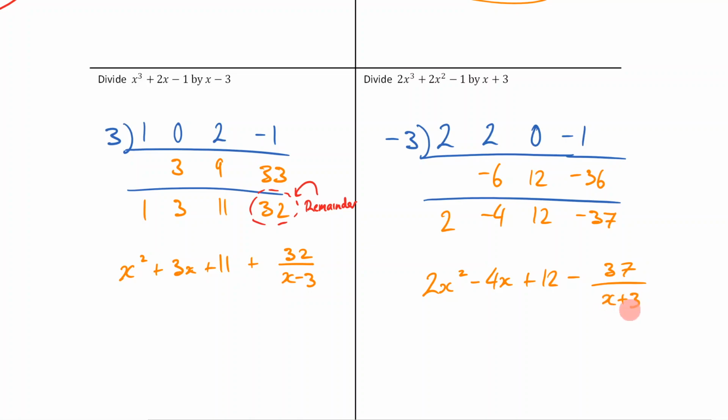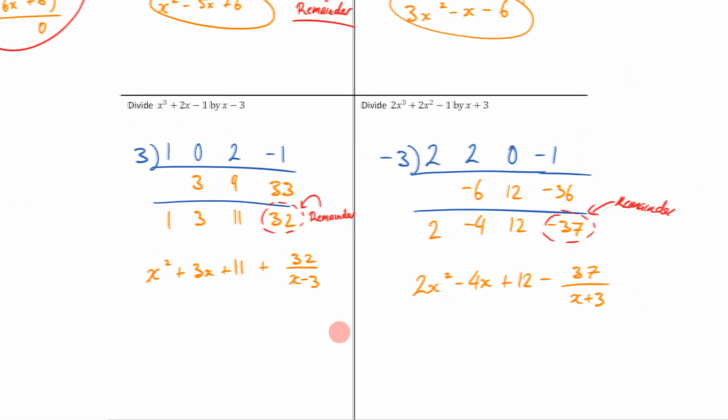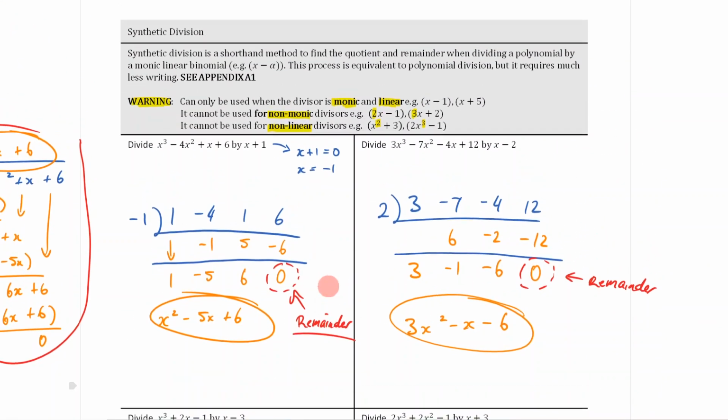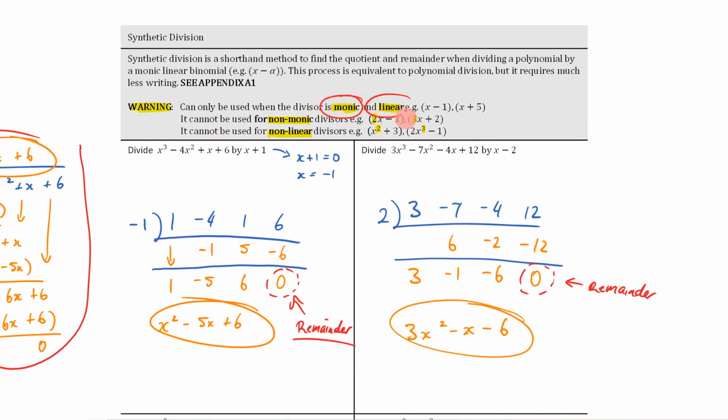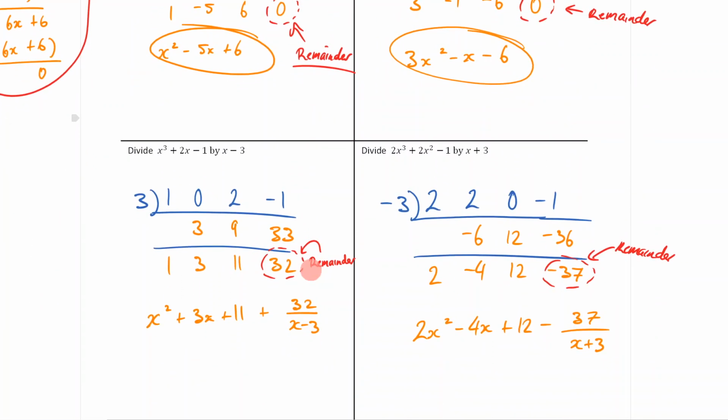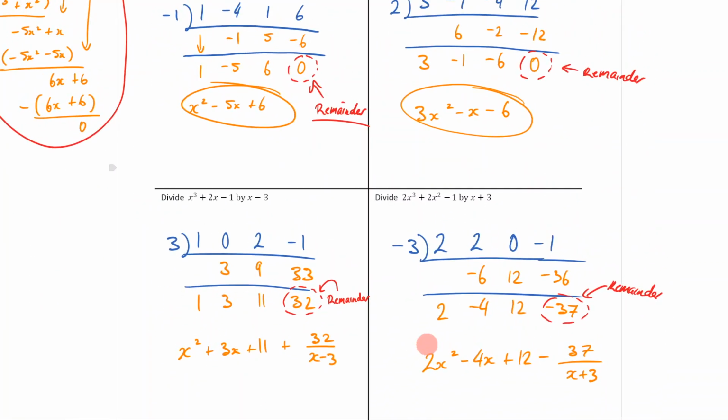And that's how you do it. So again, just to stress, the last thing that you find here is your remainder. This is your remainder here. And that's synthetic division. Can I repeat the warnings yet again? The warnings. You can only use it if it's monic and linear. Then you're kind of away. So you can see it's a lot quicker.